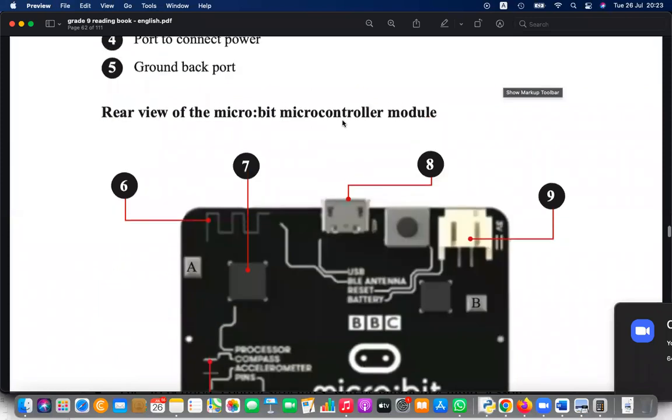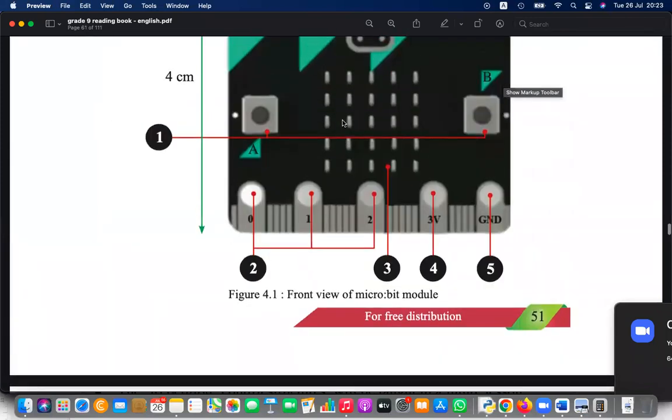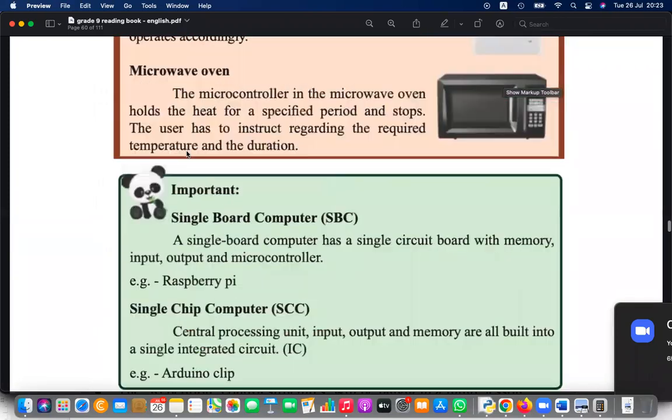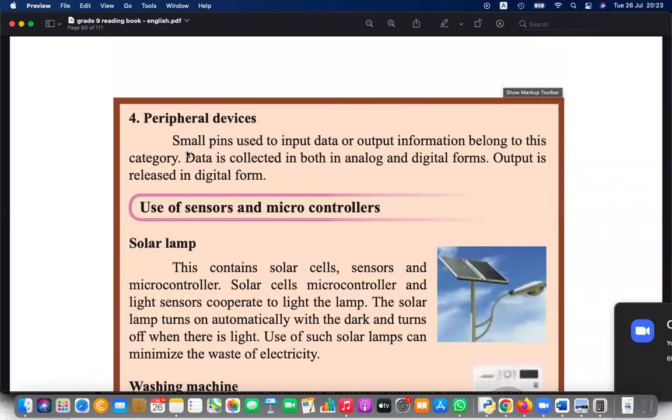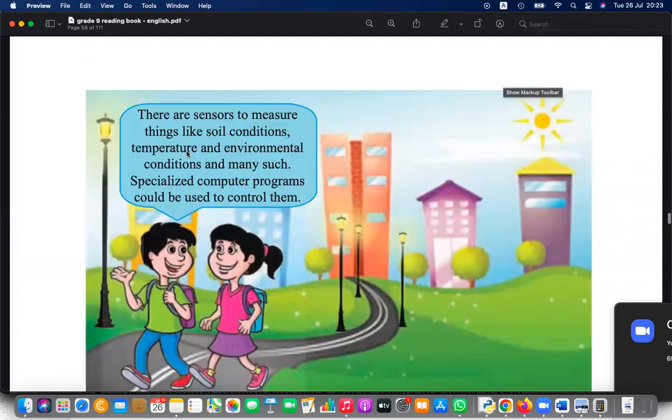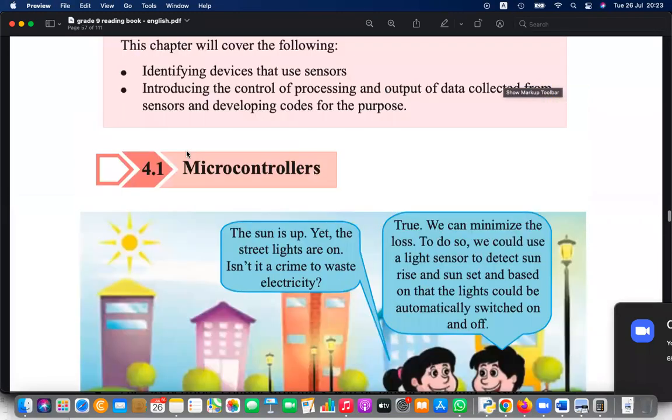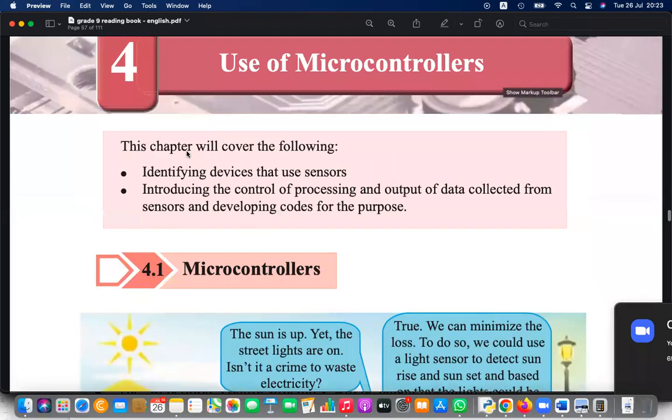Now in today's lesson, what we have to discuss is one more sensor, that is the ultrasonic sensor. We have started the lesson with the sensors and the different microcontrollers. Out of that, we just discussed the first microcontroller, the micro:bit.